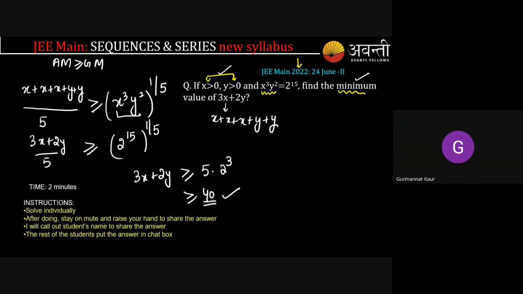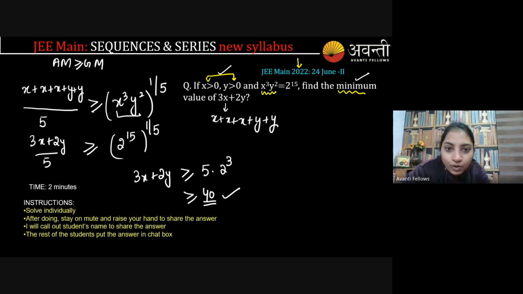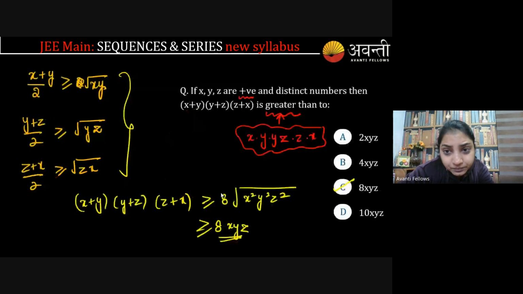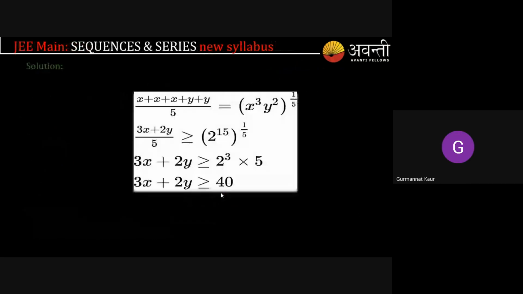Whenever you find this kind of question, these three steps will help you identify that it's a question of AM and GM only. Otherwise, you're not able to understand which type of question this is. Agree?